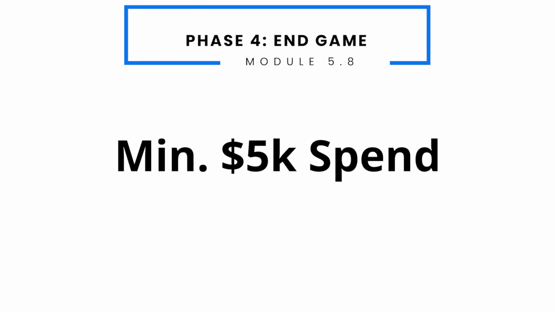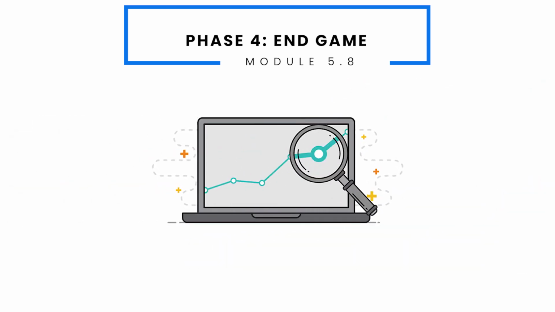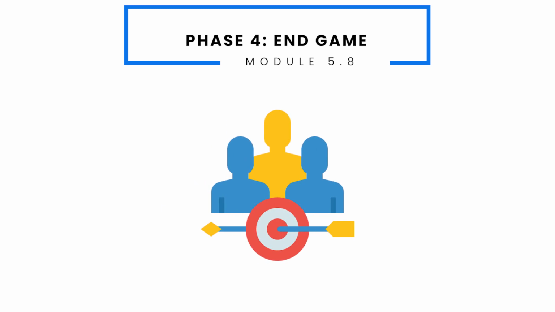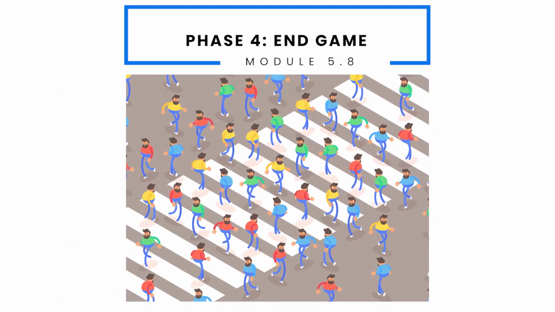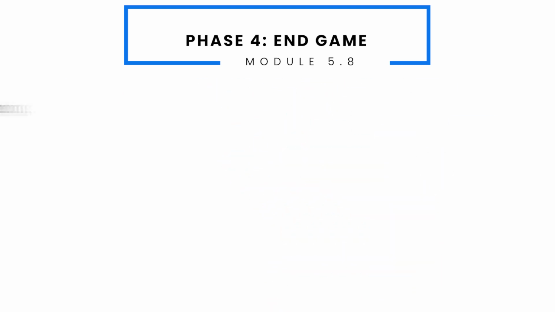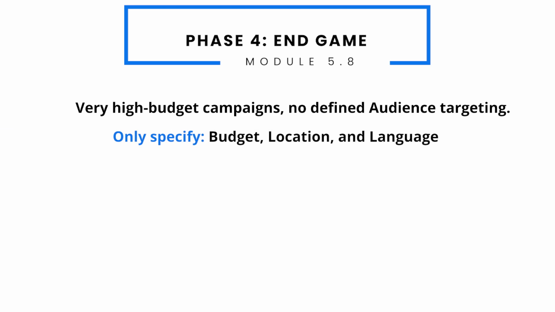The reason why the endgame will work extremely well in Phase 4 is because you finally collected the required amount of data for Facebook to fully understand exactly who your target audience is. Now you can feed Facebook massive audience sizes and it'll automatically sift through them and find you the right customers effortlessly. So in this phase, you're going to be creating very high budget campaigns with ad sets that have no defined audience targeting. The only thing you'll specify is budget, location, and language.